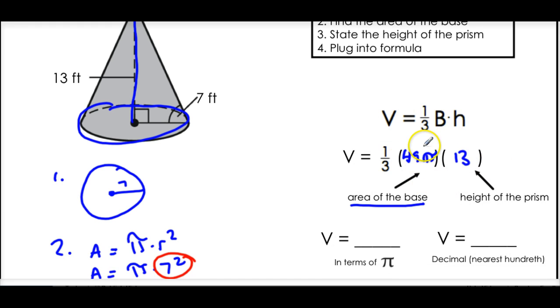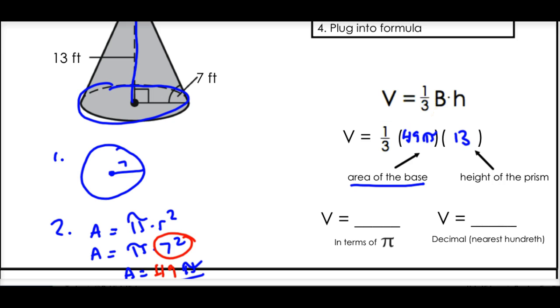We multiply this all together, okay? Except for the pi, let's multiply our numbers. So we're going to multiply 1/3, 49, and 13. Let's get out our trusty calculators. Let's put that in. Let's do 49 times 13 times 1/3.